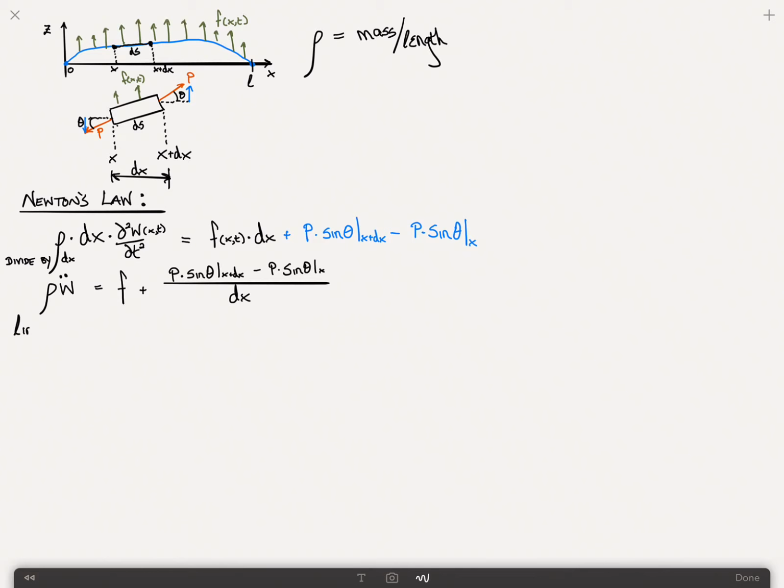As I take the limit as dx goes to 0, which I remind you dx is infinitesimal, then this is just exactly the definition of a derivative. All right, the derivative of P sine theta. It's the difference in P sine theta across a differential element as the length of that differential element goes to 0. So let me rewrite this as rho w double dot is equal to f plus the derivative d by dx. I'm taking a partial derivative because this is all a function of x and t in general, and it's the derivative of P times sine theta.